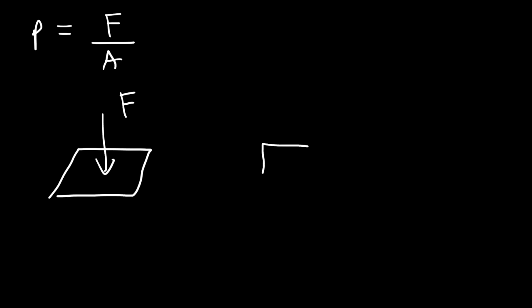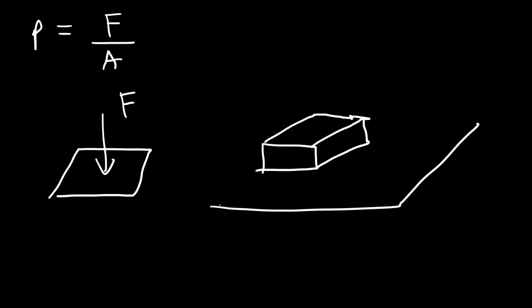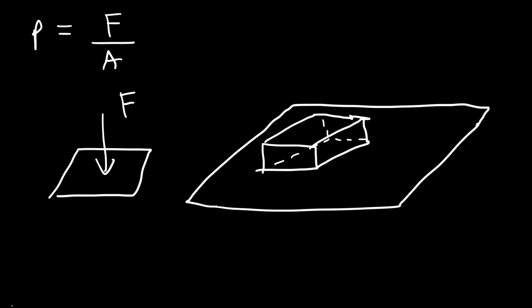Let's say we have a book that's resting on a table. So here's the book, and let's say this is the table on which the book rests or lies. The weight of the book will exert a pressure on that table, but it will exert it in this area, the one that's shaded in red. So the weight of the book exerts the pressure on the table.